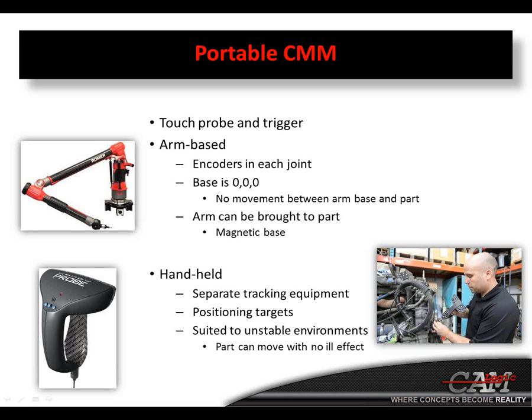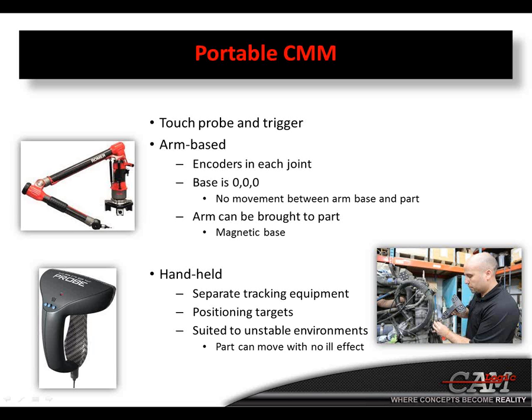Obviously, if we have any movement, then now our measurements are off. The main advantage to this, obviously being a portable CMM, is that it can be brought to the part. So here in this picture we actually see a magnetic base. If you have a huge tool or die sitting in a press, you can take this to the tool, attach the mag base to the part, and probe it right there.